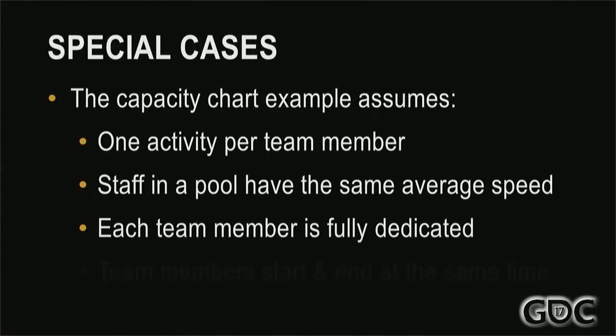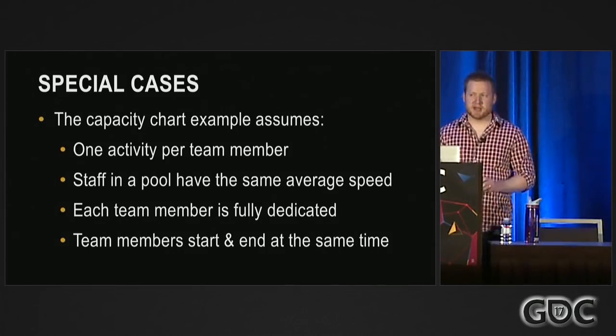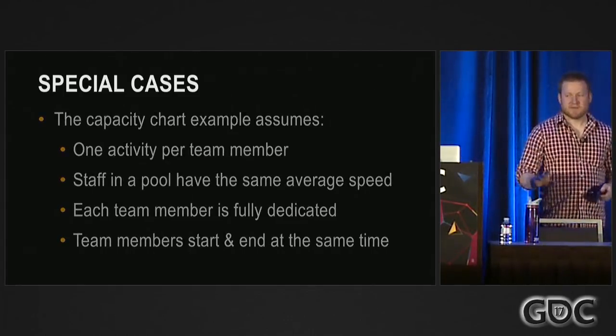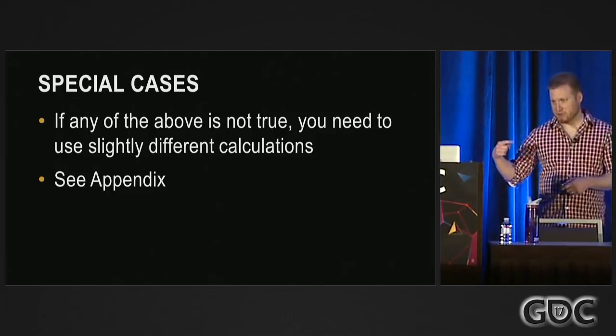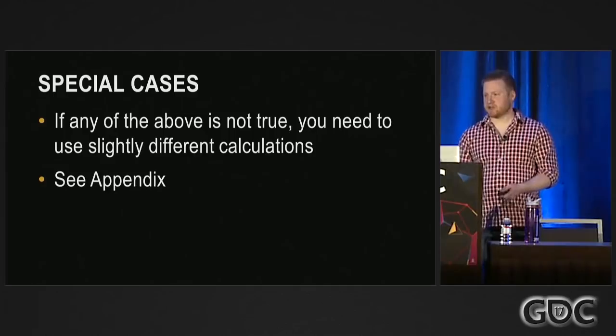So this chart made some simplifying assumptions. It takes a very clean view of the universe. Your view of the universe might not be as clean. Some of these things might not be true. If that's so, that's okay. You just need to use some slightly different math. I covered it in the appendix of the slides. You can review it. It's basic division. It's not very hard, but it's solvable. You just need to adjust your calculations a little bit.